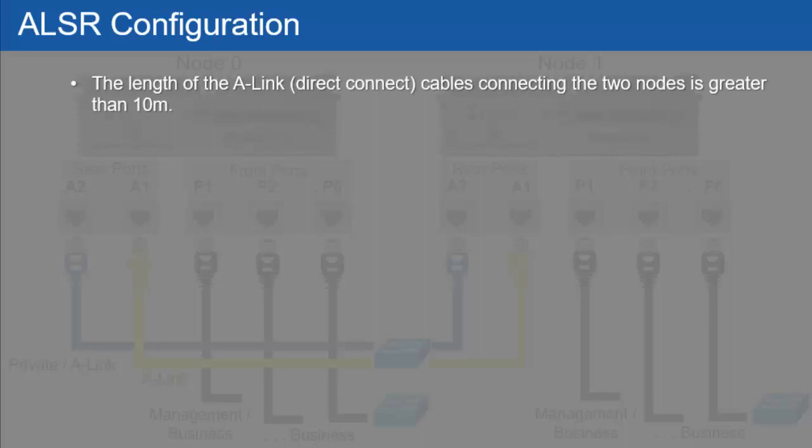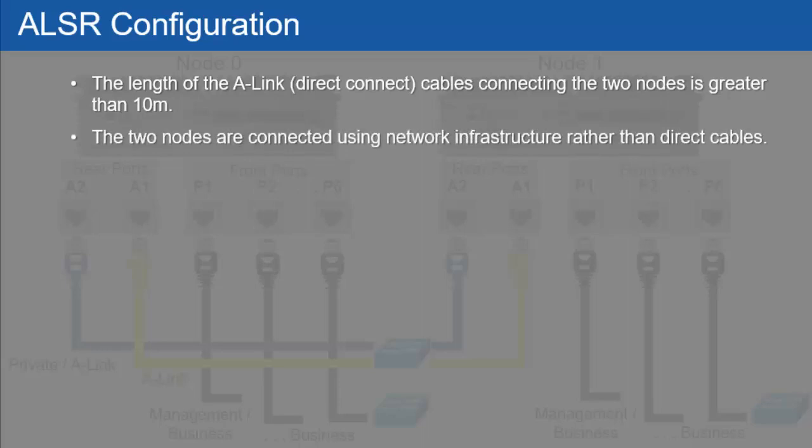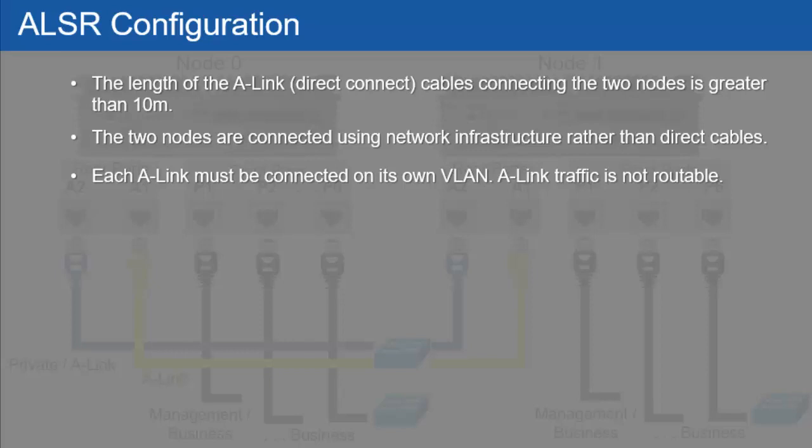Here are some considerations when implementing ALSR. As mentioned previously, if the length of the A-Link direct connect cables connecting the two nodes is greater than 10 meters, the site is considered ALSR. Also, if the two nodes of the system are connected using network infrastructure rather than direct connect cables, the site is also considered ALSR. And when configuring an ALSR site, each A-Link must be connected on its own VLAN. A-Link traffic is not routable.